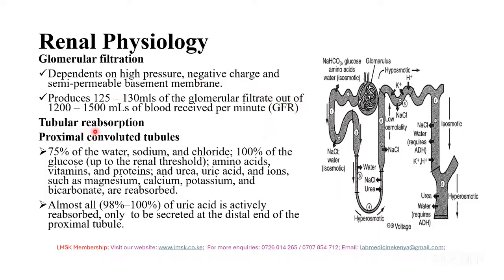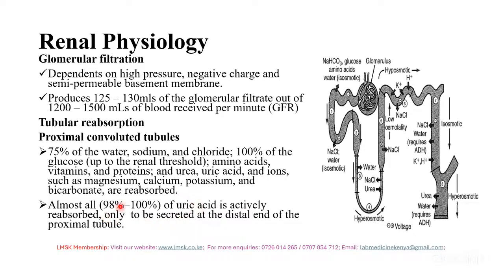Now, on the absorption, the proximal convoluted tubule has a lot of reabsorption taking place, including water, around 75% of water, sodium and chloride, and 100% of glucose, which is reabsorbed up to the level at which the renal threshold is reached, or up to the level within which the kidney is able to absorb this glucose, beyond which we shall have glucose in urine. Then amino acids, vitamins, proteins, and urea and uric acid, ions such as magnesium, calcium, phosphorus, and bicarbonate are all reabsorbed at the proximal convoluted tubule.